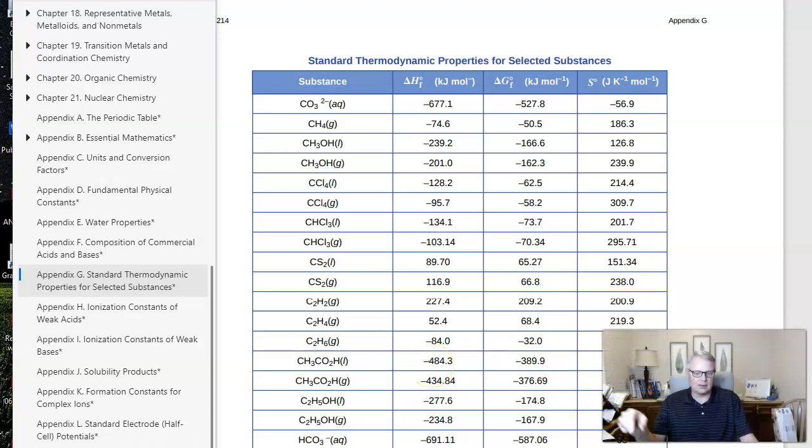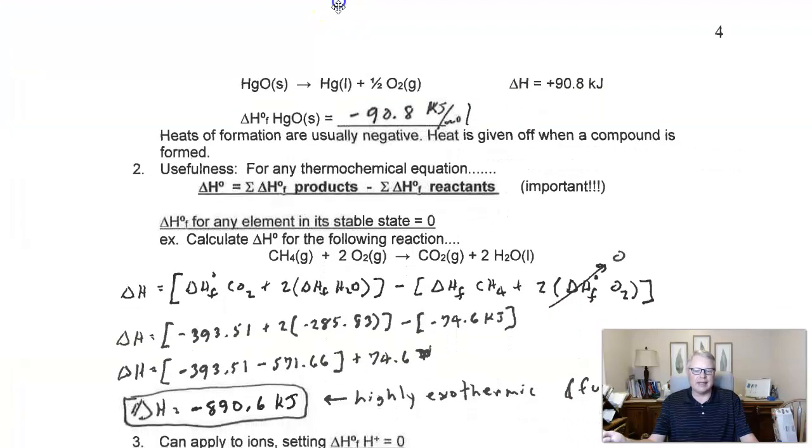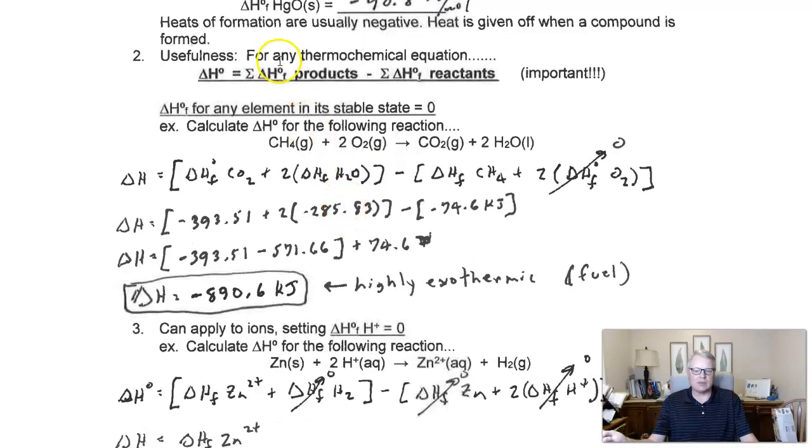Okay? I will give you all the heats of formation except two things. All right? So what are those two things? Well, the heat of formation for any element in its stable state is zero. So therefore, the heat of formation for, say, carbon is zero. The heat of formation for oxygen is zero. The heat of formation for helium is zero. The heat of formation for iron metal is zero. All right? That I won't give to you. You have to know the heat of formation for that is zero.